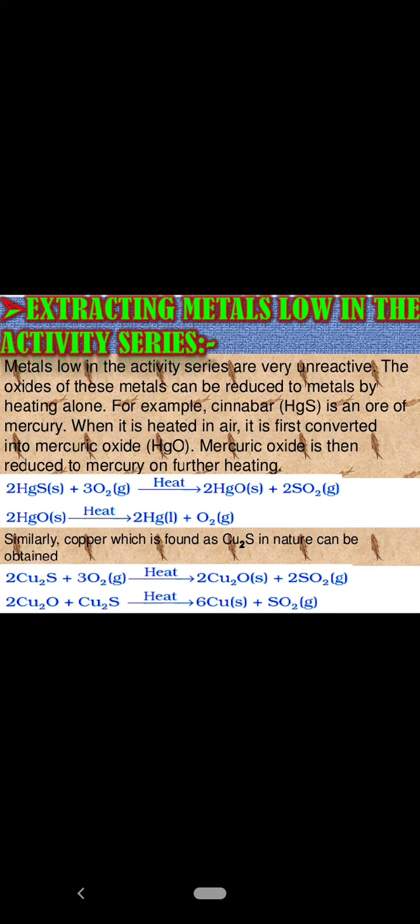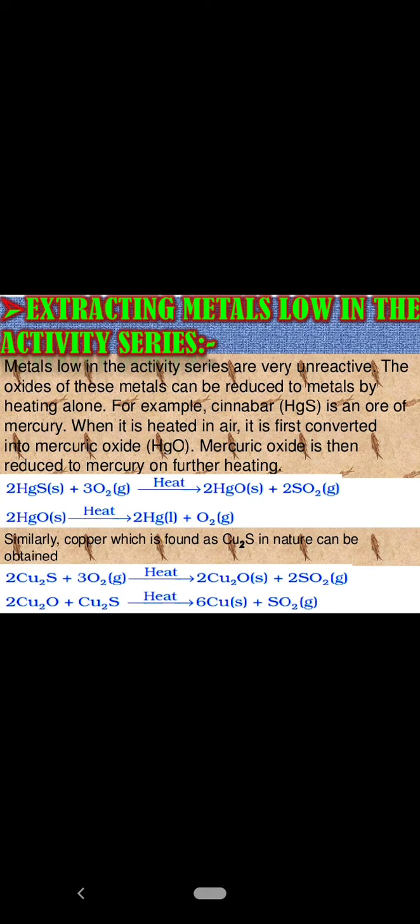You can see the reaction. See, first we have HgS, that is mercury sulfide or cinnabar. Now when it is reacted in presence of air, that is O2, we are heating it, so we get mercury oxide, that is HgO, and also sulfur dioxide, that is SO2.